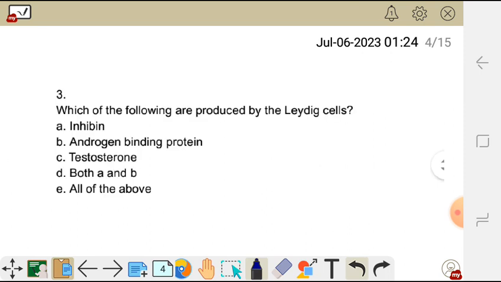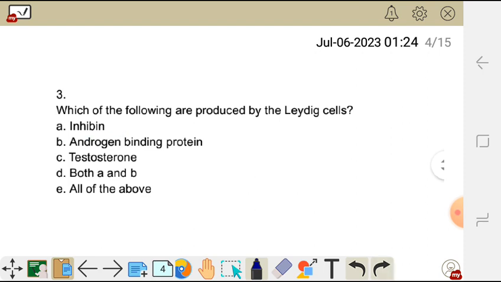Question 3. Which of the following are produced by the Leydig cells? A. Inhibin. B. Androgen binding protein. C. Testosterone. D. Both A and B. E. All of the above. We have already said Leydig cells are going to produce testosterone. So the correct answer is C.